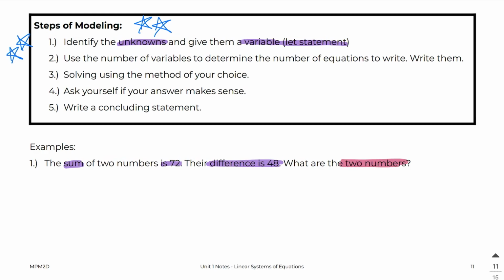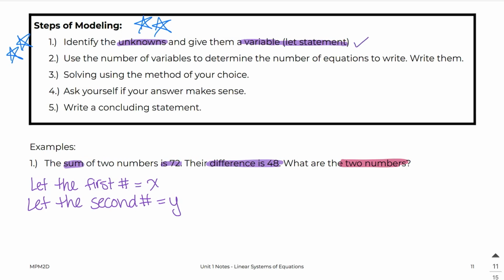So the first step is to identify the unknowns and give them a variable, or write a let statement. So the things I don't know in this problem are what the two numbers are. So right here, what I'm going to say is let the first number, if I don't know something in math, I'll call it x. And then we're going to let the second number equal y. So we're done with step 1. We've identified our unknowns and we've given them variables.